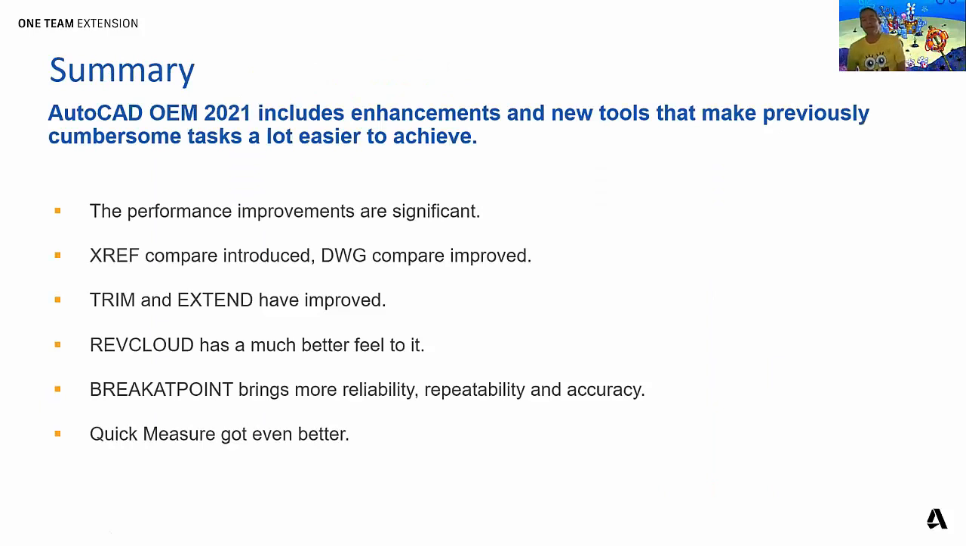As we have seen in the previous years, we don't see very revolutionary changes to the product. With each new release, we mainly get improved stability, performance, and usability with less manual steps to complete a task. And AutoCAD OEM 2021 has introduced some enhancements and new tools to make some previously cumbersome and time-consuming tasks a lot easier.